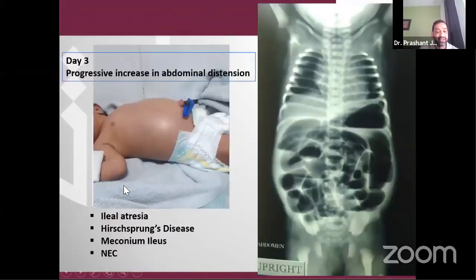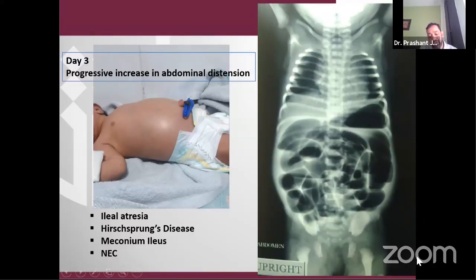Now, this is a newborn, a day 3 baby. When the child was born, the abdomen was completely flat and soft. Gradually developed increased abdominal distension. And when the X-ray was done, you can see there are multiple dilated bowel loops with few air-filled levels. Also, there is absence of gas in the rectal area.